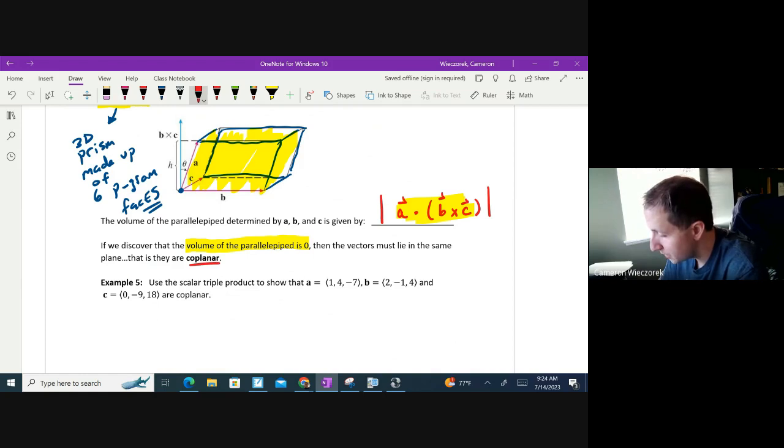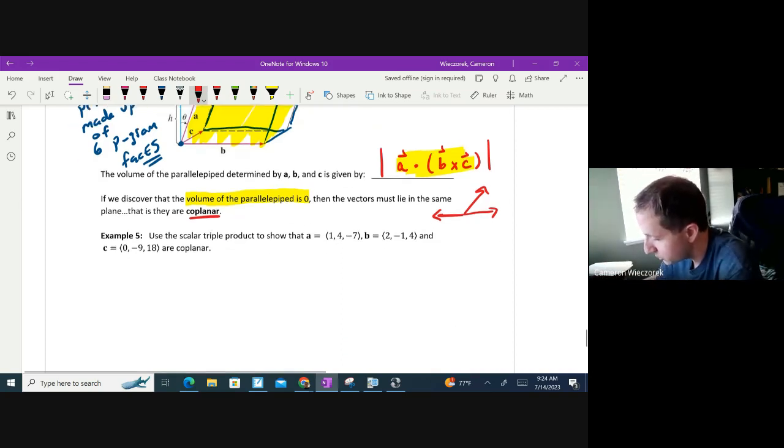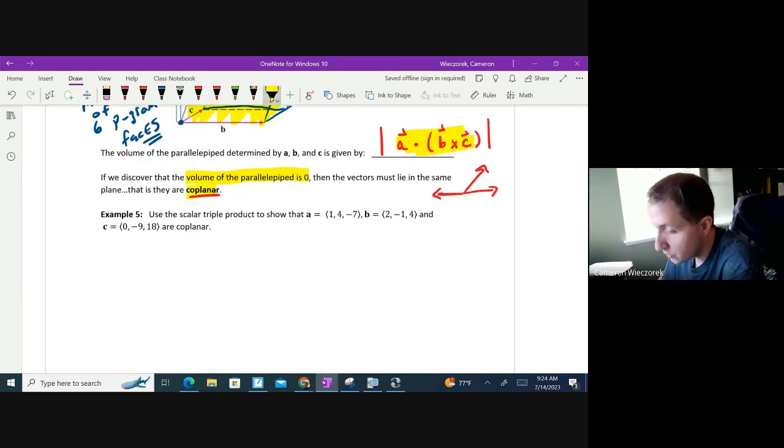They must be coplanar. Well, that means there is no 3D figure that's created, right? If they're all on the same plane, for example, if they all look like this, well, there's nothing 3-dimensional about that, right? They're all in the exact same plane. There's no 3D figure. If there's no 3D figure, there's no volume. Okay? So that just means that they're coplanar. So now we have a way of checking if 3 vectors are coplanar.